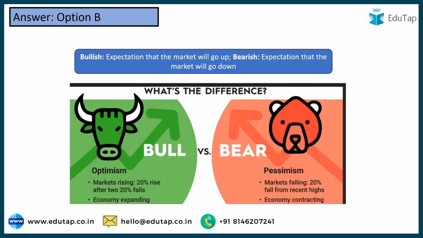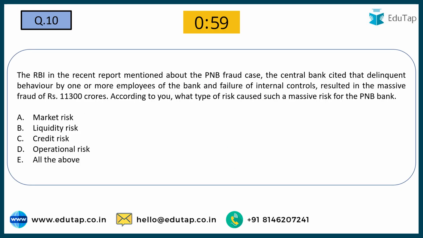Last question of the day. Let's try to solve. Question number 10 is based on the different types of risk which you face in the investment. So read the question. The RBI in the recent report mentioned the PNB fraud case. The central bank cited that the delinquent behavior by one or more employees of the bank and the failure of internal controls resulted in the massive fraud of 11,300 crores. According to you, what type of risk caused such a massive loss for Punjab National Bank? Is it market? Is it liquidity? Is it credit? Is it operational, or is it all of the above?